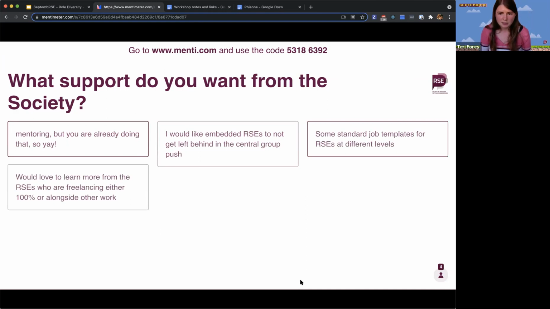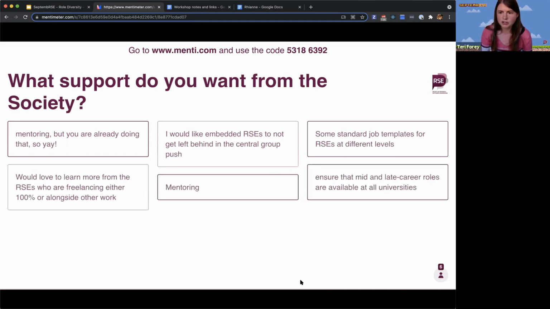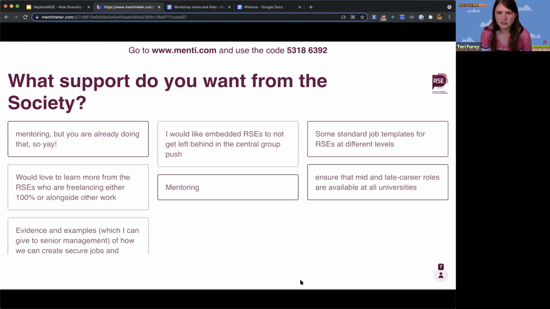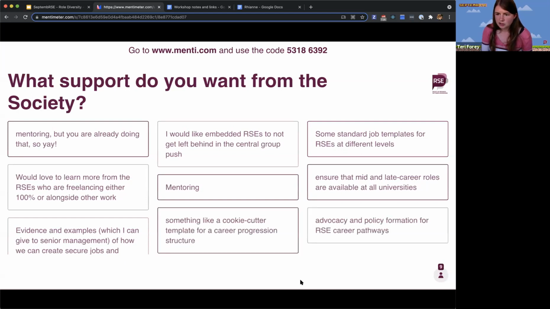Yeah, like to see embedded RSCs not getting left behind in the central group push. Absolutely. This is another reason why we are running these workshops, because we want to understand where our embedded RSCs are and how we can support them. Standard job templates for RSCs at different levels. Mentoring has been mentioned again. There's a plug for mentoring in the chat.